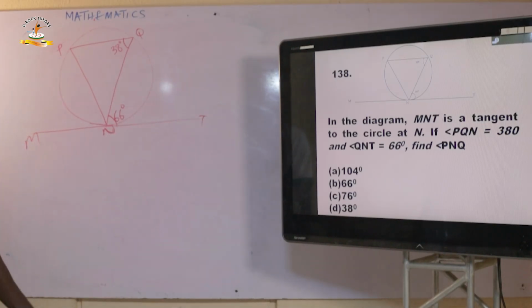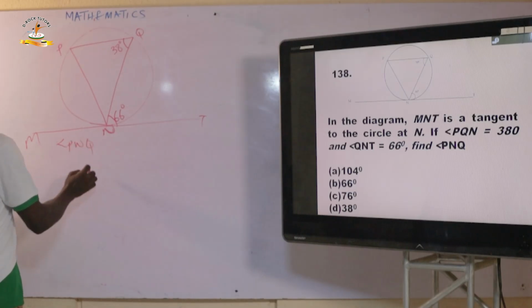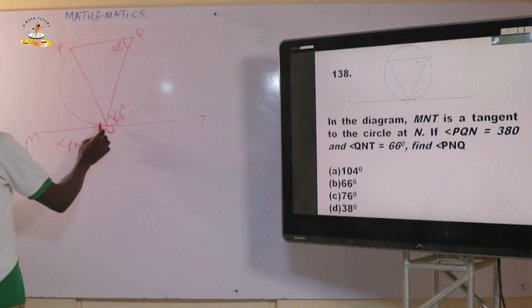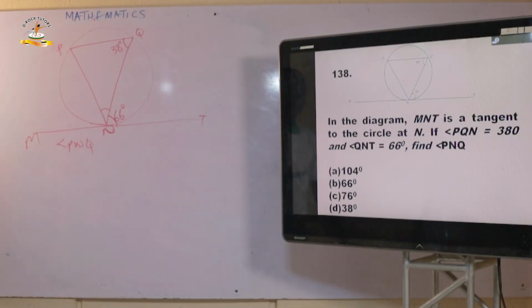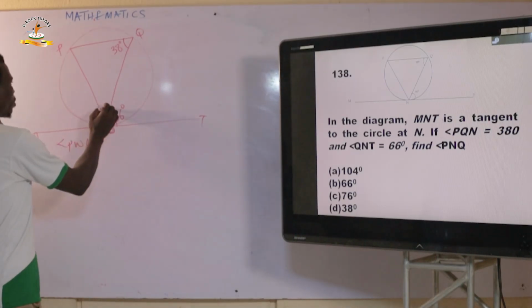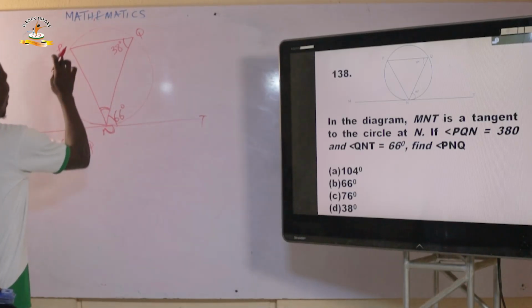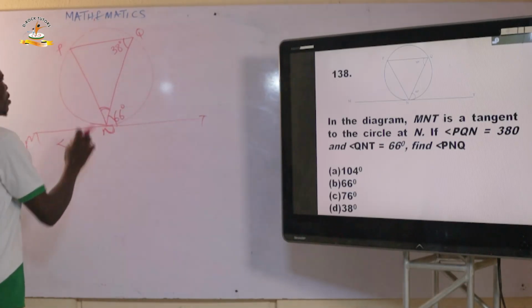And we are looking for what? Angle PNQ. That's this angle we are looking for. Yes, PNQ, that is this angle. However, we need to find this angle. If you can get this angle, then this is simple.